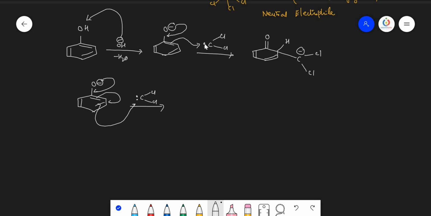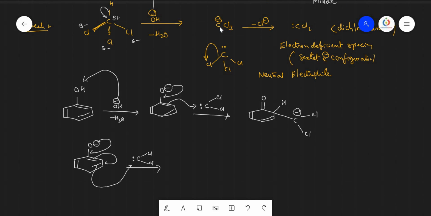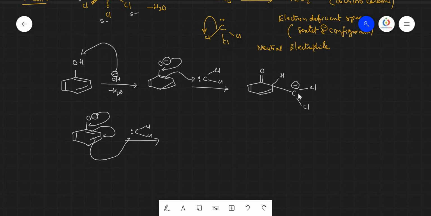Because carbon is not sharing its electrons with this carbon. Because the pi electrons are attacking over the carbon, and this lone pair of electrons remain in the carbon as it is, just like here. Okay, so this carbon will have the negative charge now.